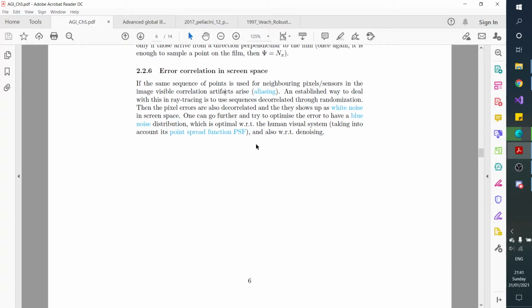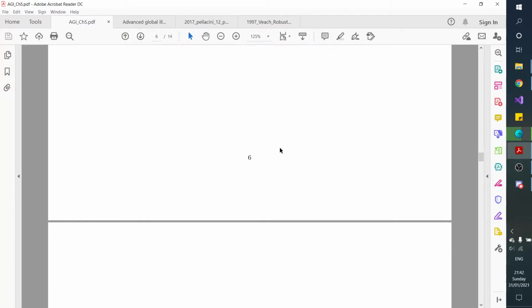Then it is visually optimal with respect to the human visual system, and also optimal with respect to denoisers. So you would need a smaller filter to remove the error. Questions?